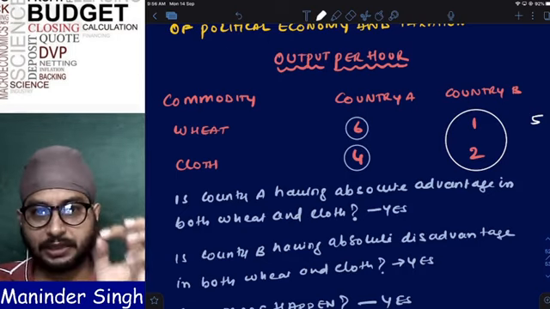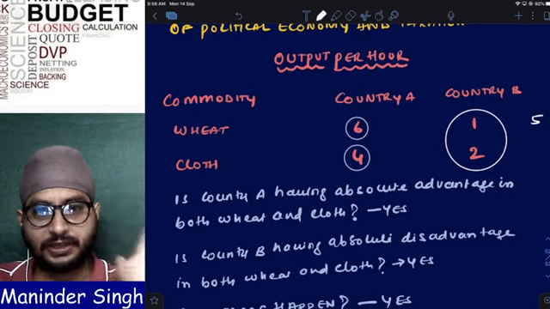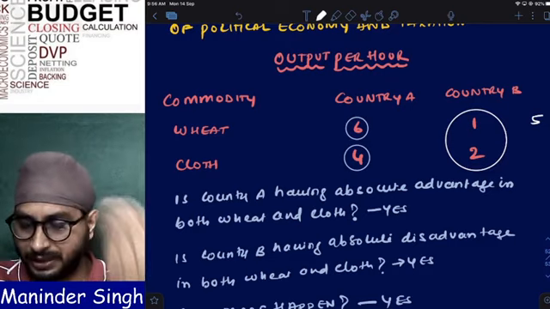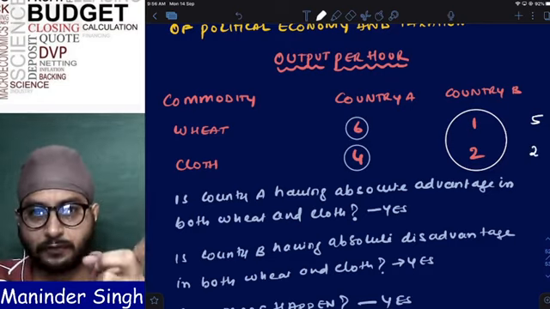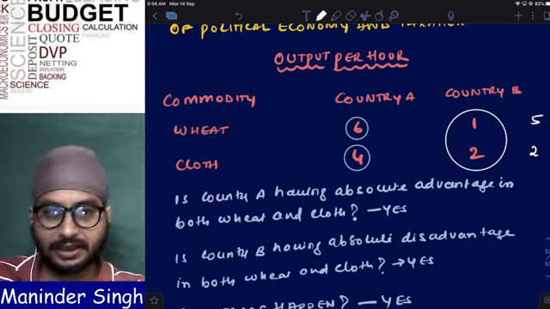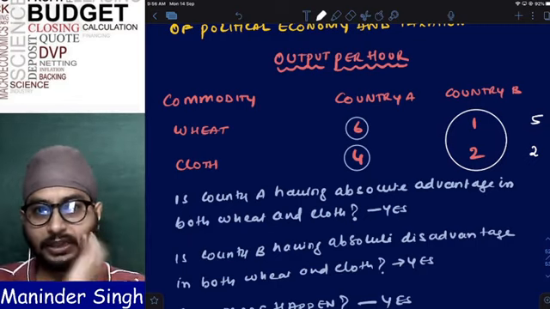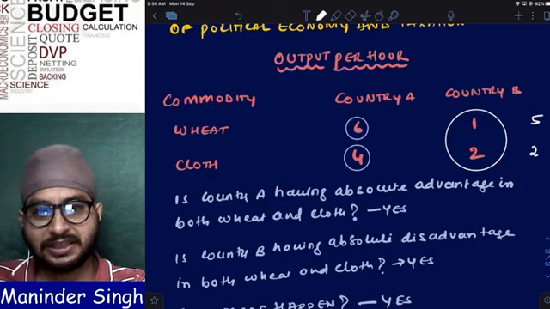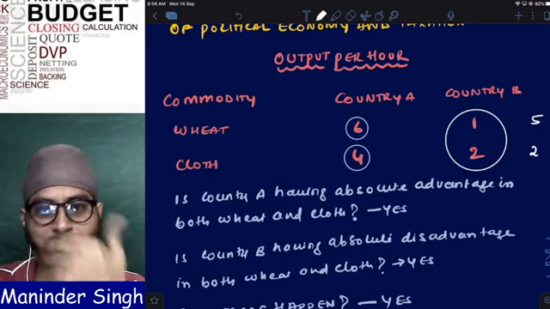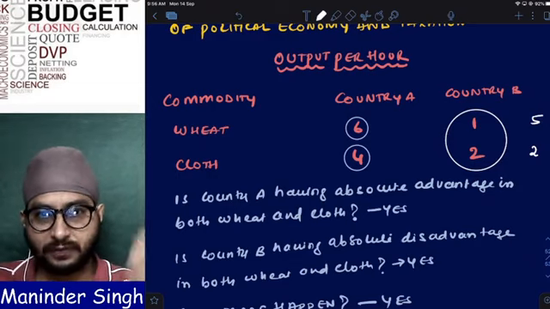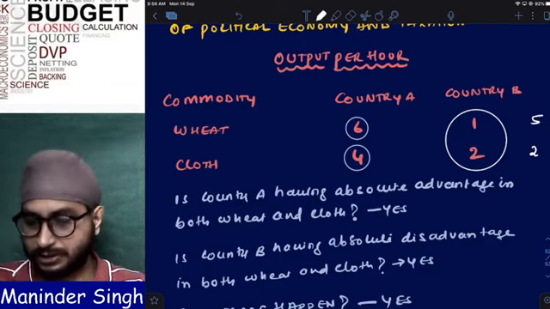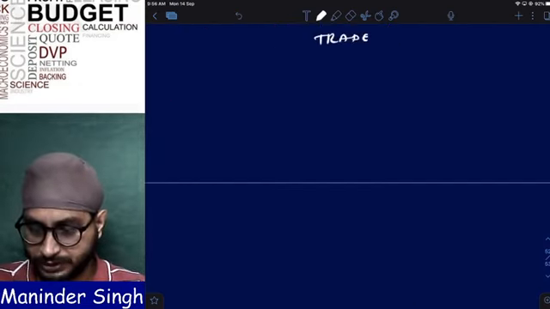Country B is having a disadvantage of 5 units in wheat, correct or not? And country B is having 2 units of disadvantage in case of cloth, correct or not? Now tell, in which case is it having the least disadvantage? I know in both cases a disadvantage is there. In which case is it having the least disadvantage? Cloth.